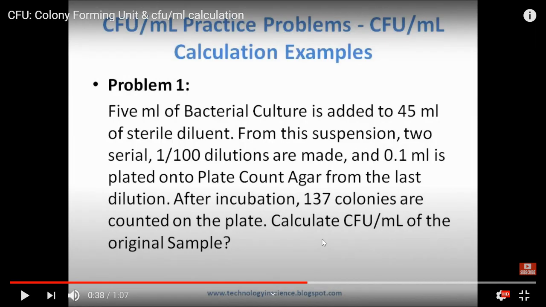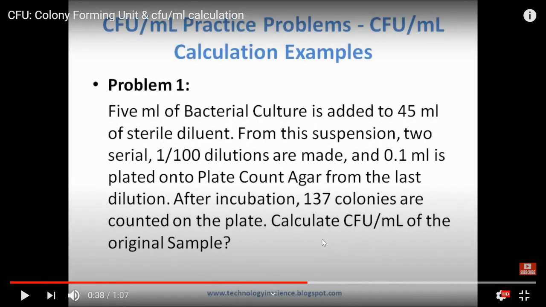5 divided by 50 is 0.1, right? And so what is 0.1 exponentially? Right, so 10 to the negative 1.